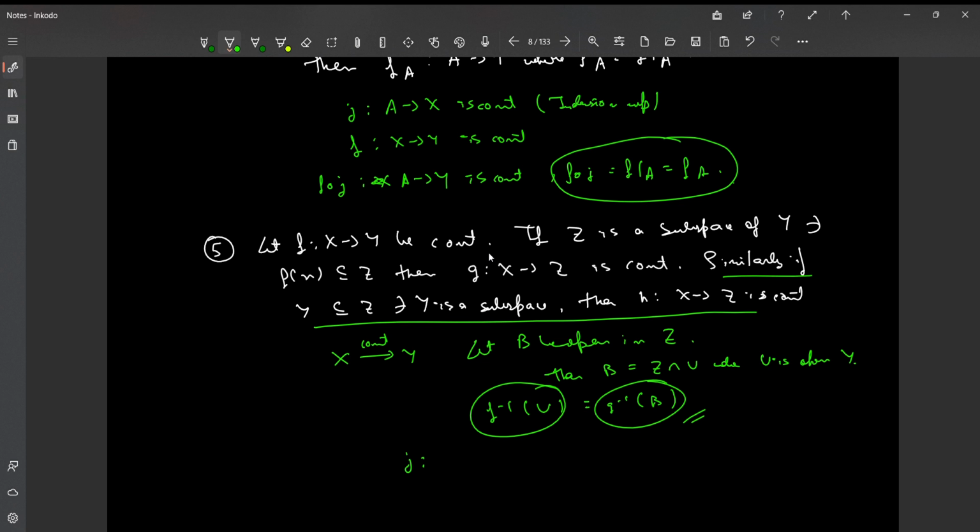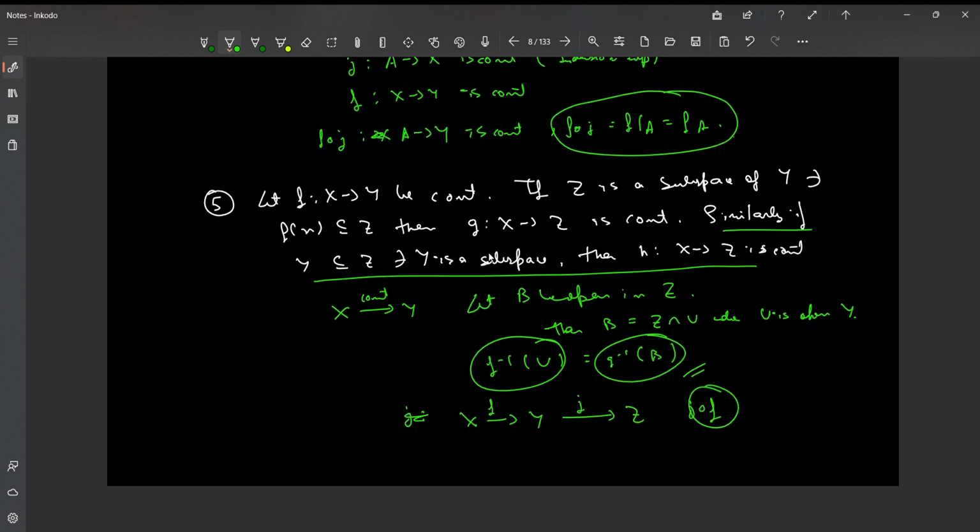And the other side is typically proven because this part is exactly what we had stated in number 4. If Y is a subspace of Z, then F from X to Y is continuous. We can consider the inclusion map J from Y to Z because Y is a subspace of Z. So just consider the composition J of F. That will do.